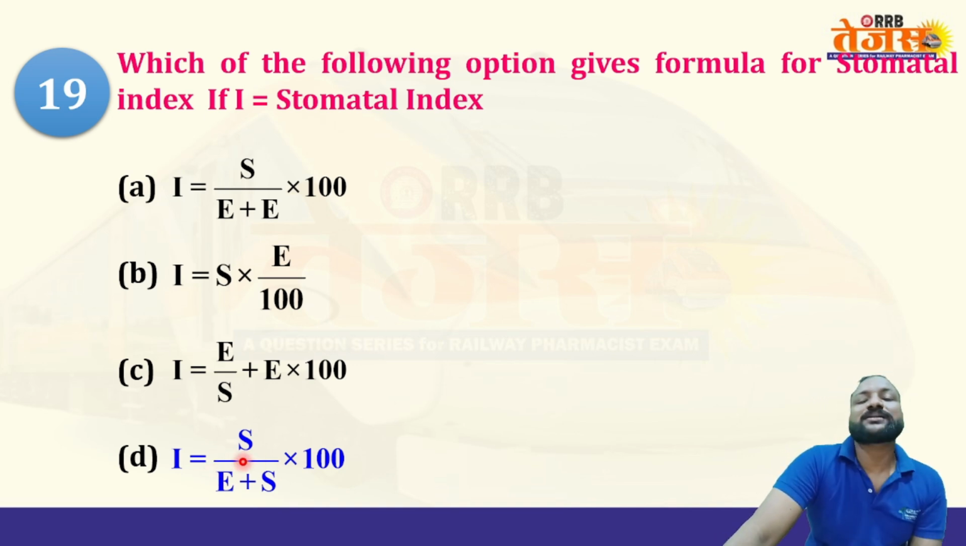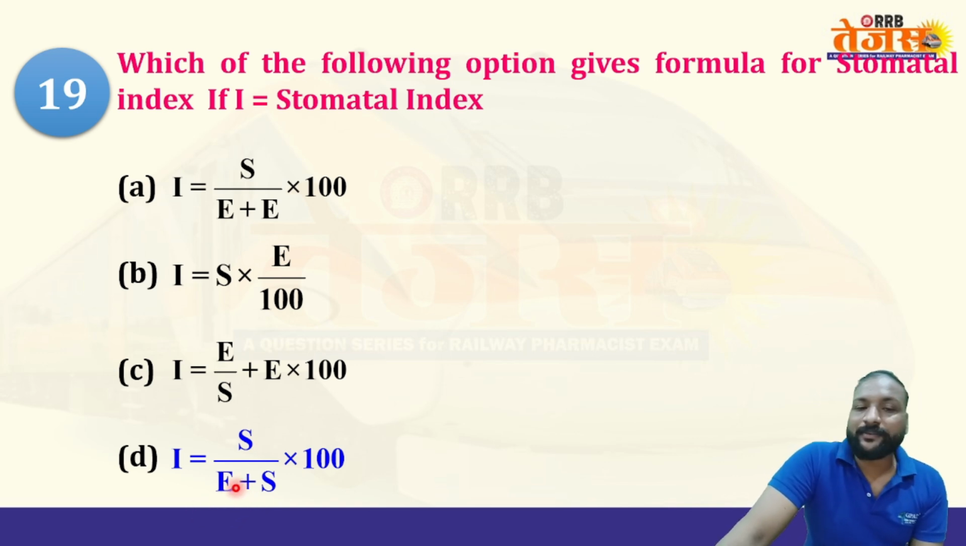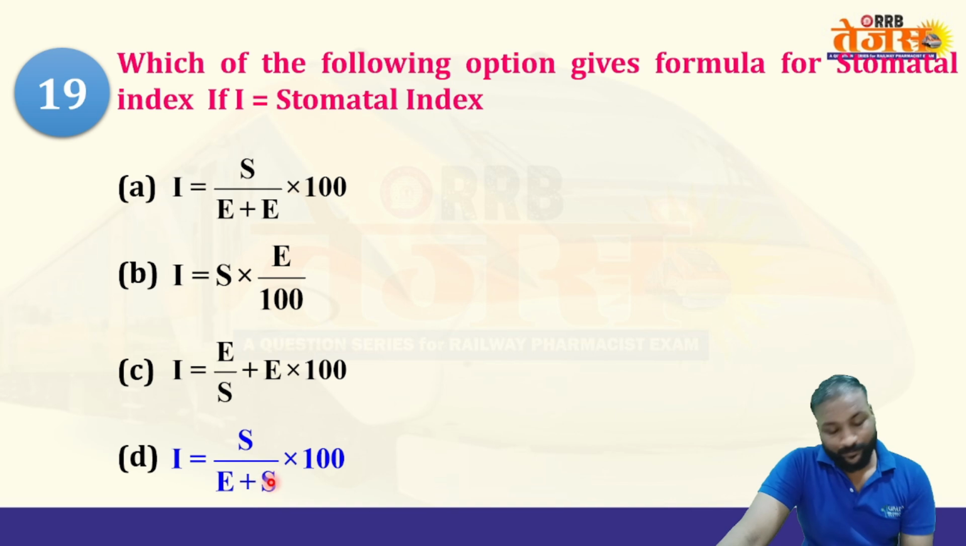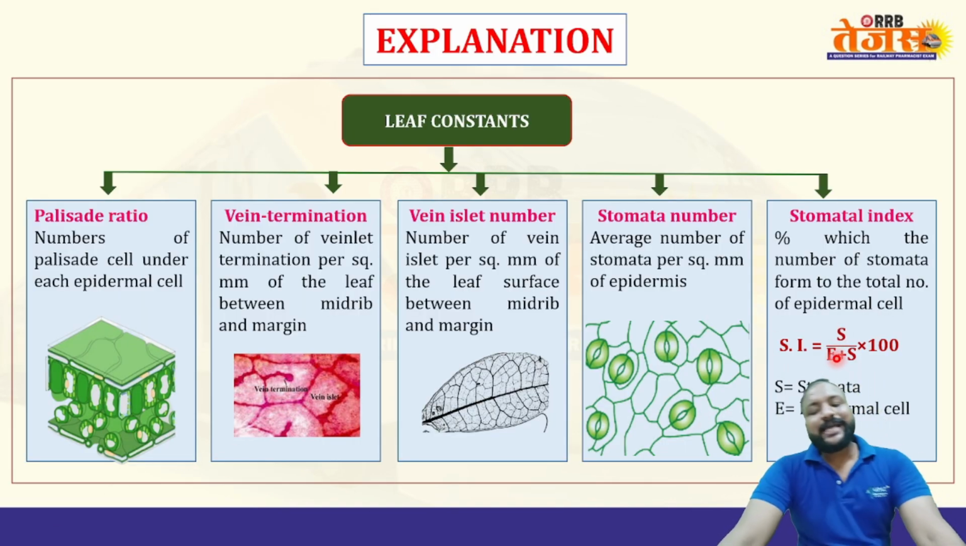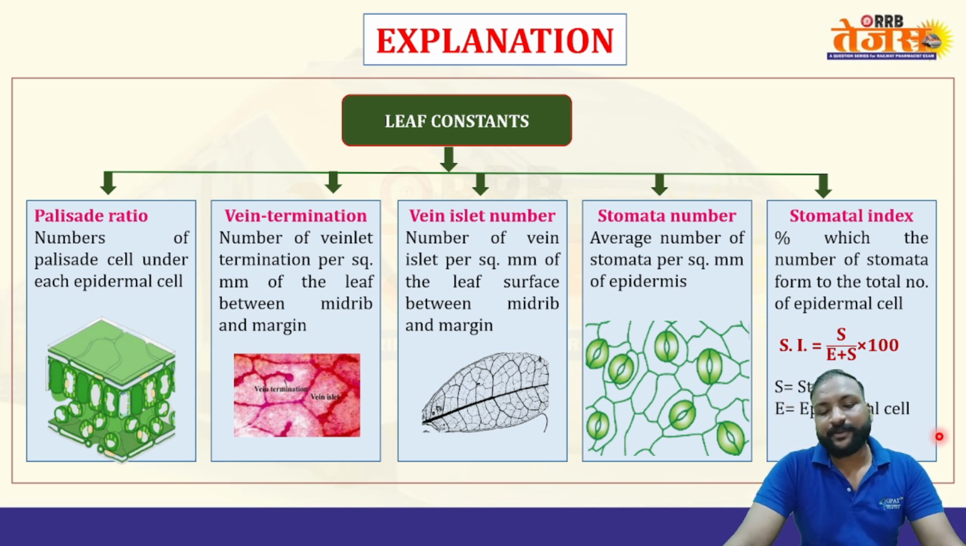Yes, option D is right here. S by E plus S into 100 is the right answer, where S refers to the stomatal number, the stomata, and E refers to the epidermal cell number. S by E plus S into 100.